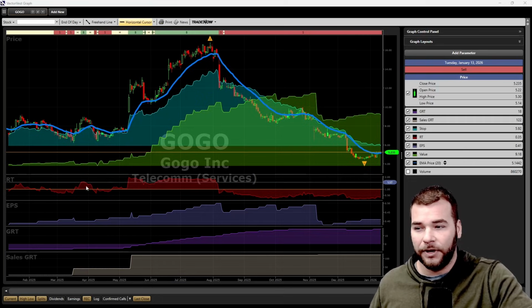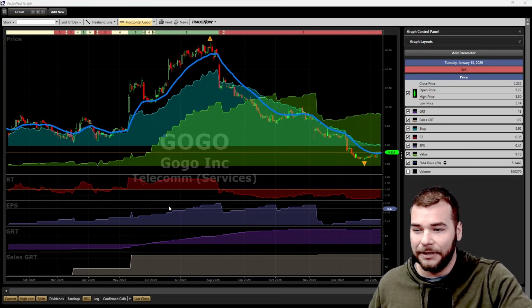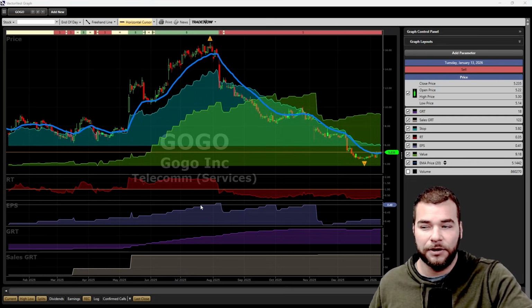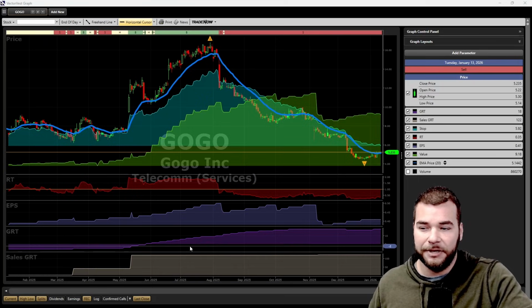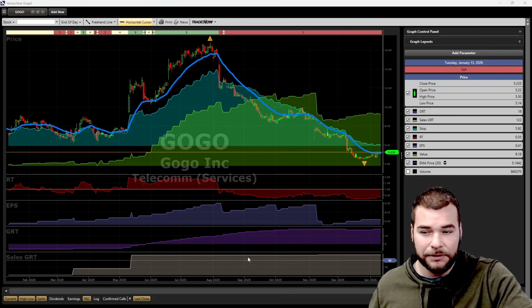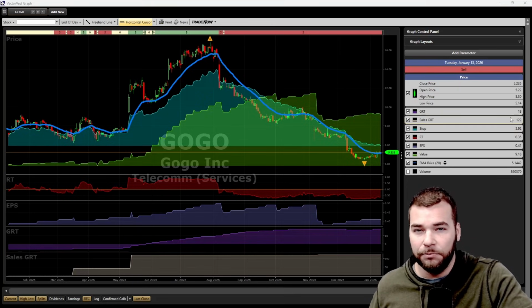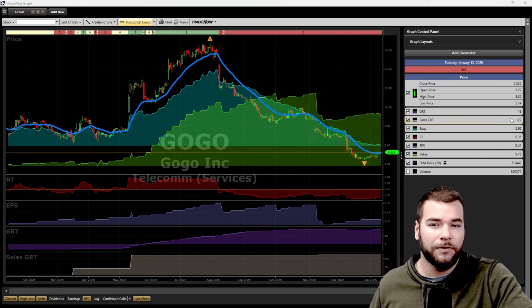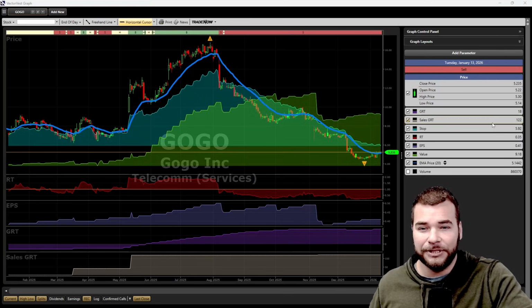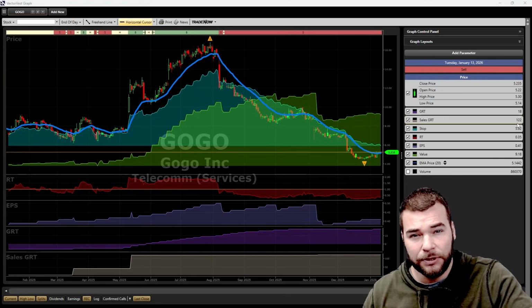Now, as far as the forecasted data, we're looking at the 12-month leading forecast in EPS, earnings per share. Growth rate in earnings will be the purple line as well. We do have sales growth rate here at the bottom. Both of these forecasted data indicators, earnings and sales, are on the move to the upside over the last 12 months. Earnings coming in at 18%, sales growth rate 122%.